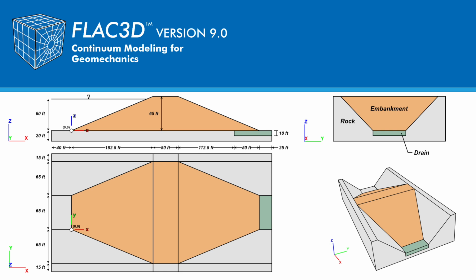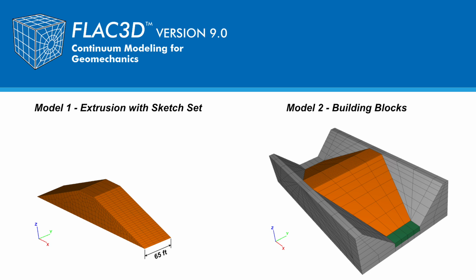The adjacent rock abutment and foundation will be modeled with 20 feet of foundation rock below the embankment, and 15 feet of rock abutments to the right and left. This set of tutorial videos has been developed to incrementally lead to calculating the total and effective stresses of the complex geometry shown, and has been broken into 3 parts.